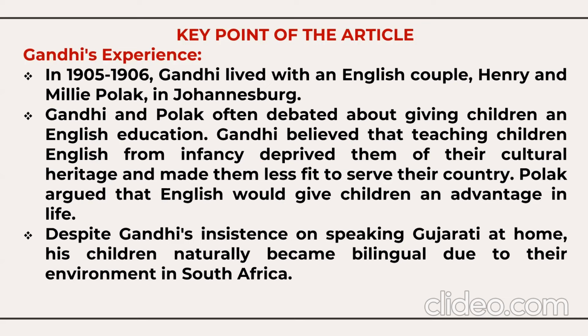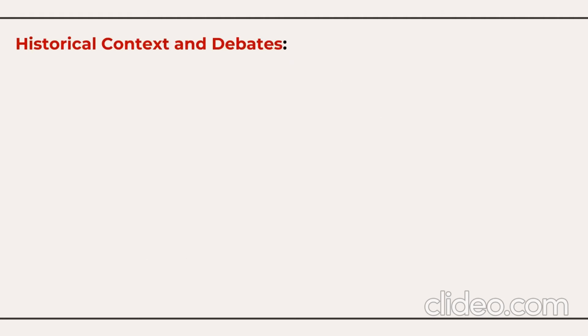a kind of an advantage in their life. So, despite Gandhi's insistence on speaking Gujarati at home, his children naturally became bilingual due to their environment in South Africa. Second key point we find in this article, historical context and debates.